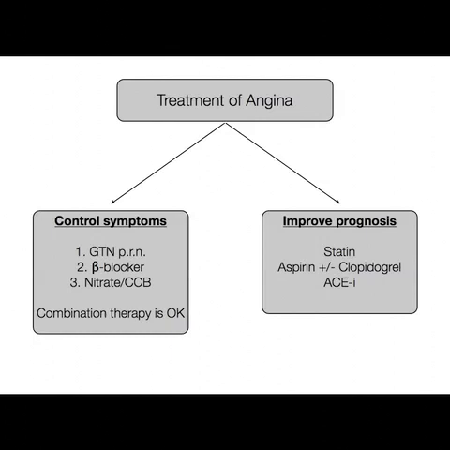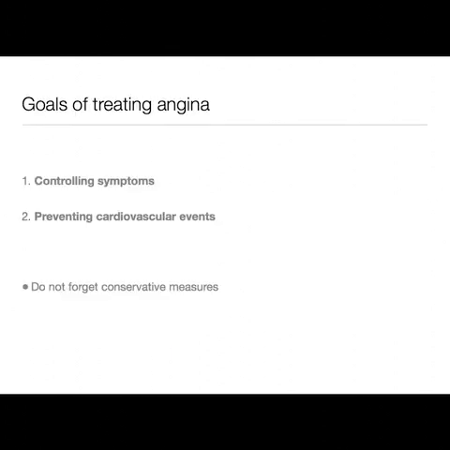Now here is an algorithm that illustrates and summarizes the treatment. We shall be coming back to this later. Basically, the goals in treating angina are twofold. To firstly control symptoms that can be quite distressing, and secondly to prevent cardiovascular events. Different agents are deployed for each of these. However, before we begin to look at them, do not forget the importance of conservative treatments, such as smoking cessation, diet alteration, and exercise.